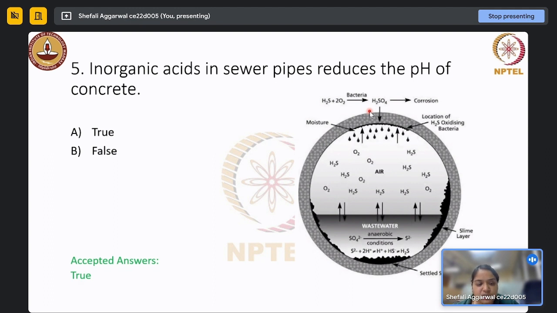What type of corrosion will it cause? Carbonation-induced. Right.